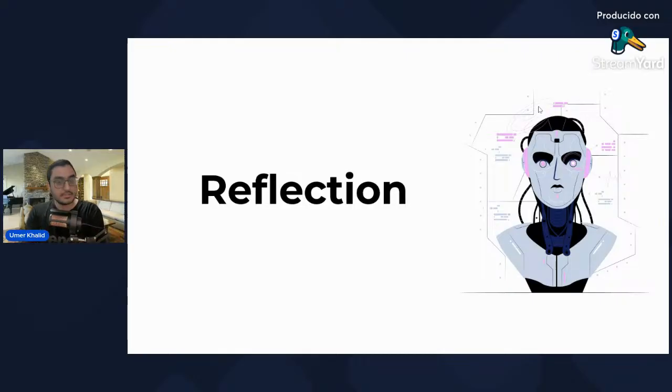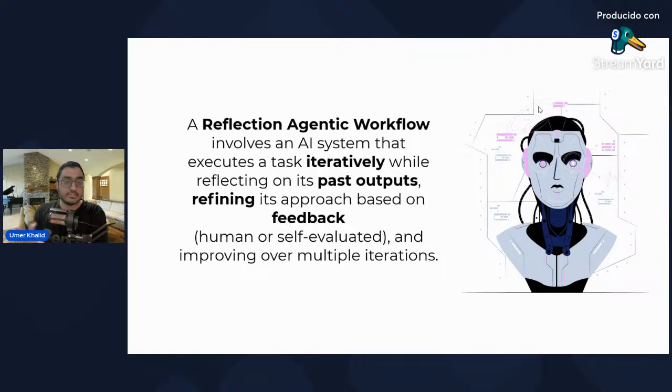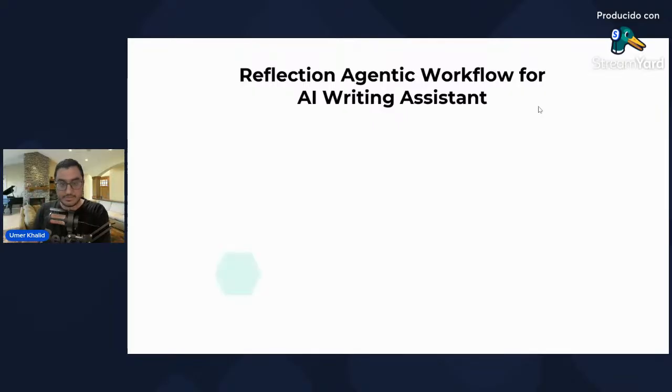So the first pattern for AI agents is the reflection pattern. Let's talk about the reflection pattern here. The definition of the reflection agentic workflow is that it involves an AI system that executes a task iteratively while reflecting on its past outputs, and then refines its approach based on feedback. That involves human interaction, or it could be self-evaluated, and it improves itself or improves the output over multiple iterations. Now if that definition breaks your brain a little bit, I have a simpler definition for this.